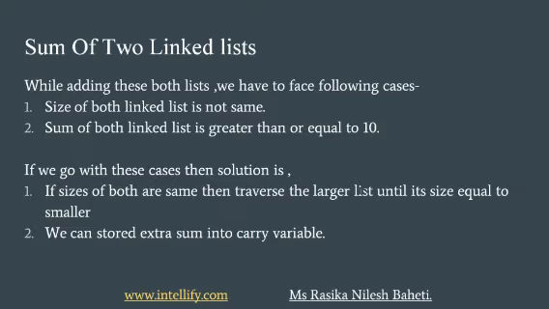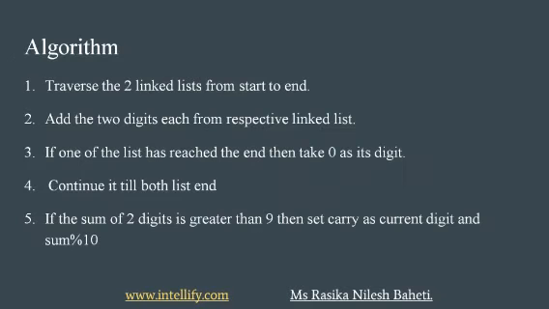So if we go with these cases, then the solution will be: if the sizes of both are not the same, then traverse the larger list until its size equals the smaller one. Add nodes with data as 0 and carry. We can declare a variable for carry. We can store the extra sum into that carry variable. Is that clear? Now let's go to the algorithm to get the sum of two linked lists.